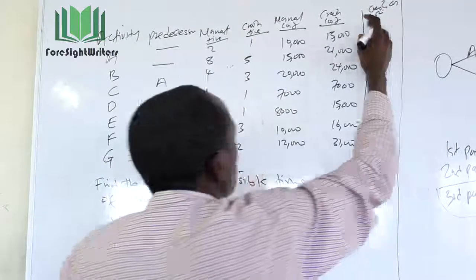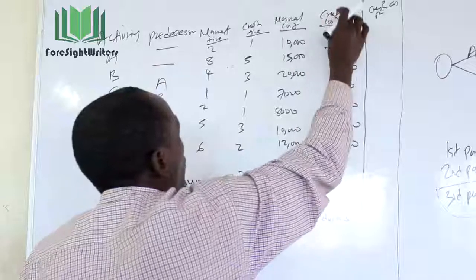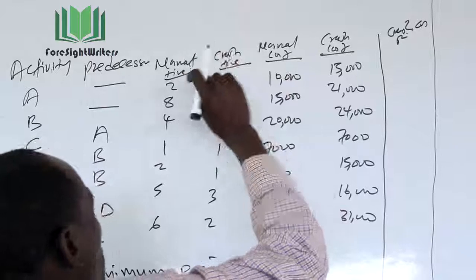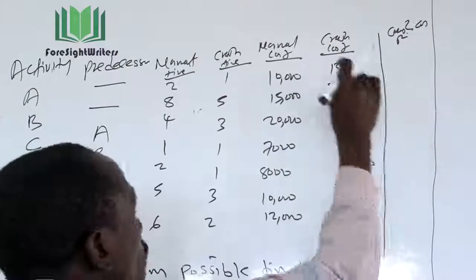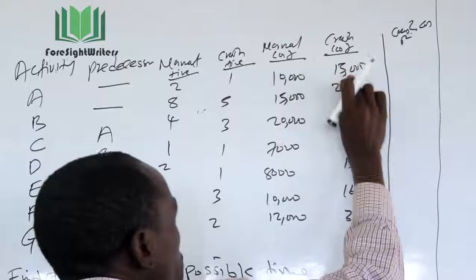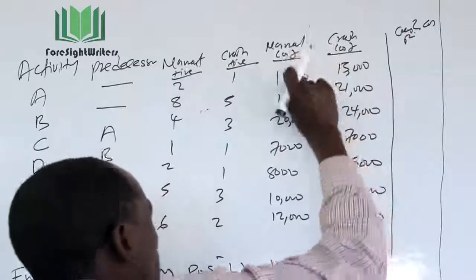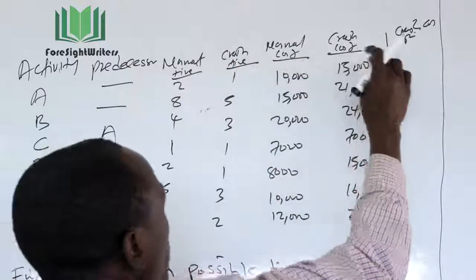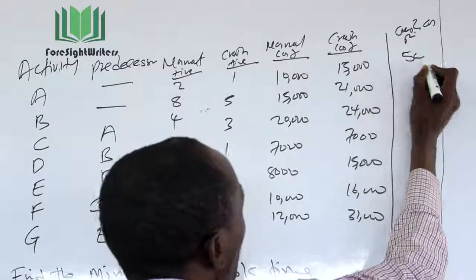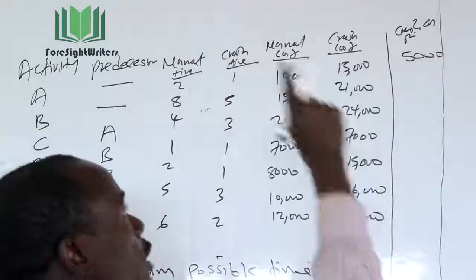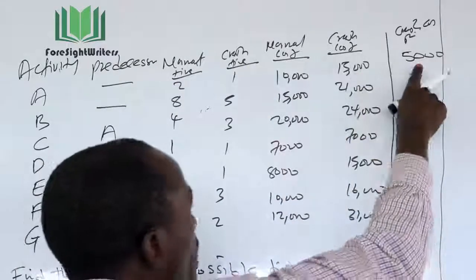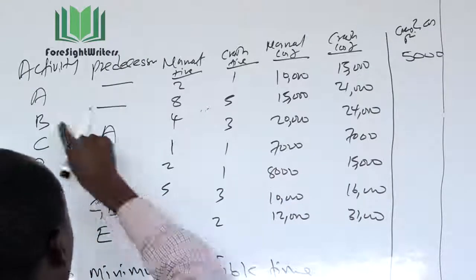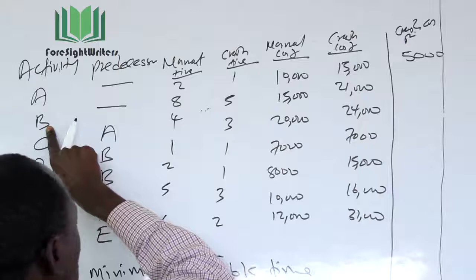This is simply the crash cost minus normal cost, over normal time minus crash time. So it's just the difference between these figures. So this is 15, this is 10. So 15 minus 10 is 5,000, and the difference in time is 2 and 1. So this simply means the crash cost per unit here will be 5,000. What it means is that I will spend $5,000 to be able to crash activity A. Okay, so I need to know how much I will spend per day to crash activity B.